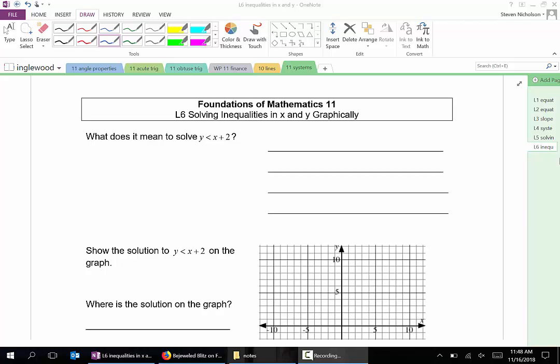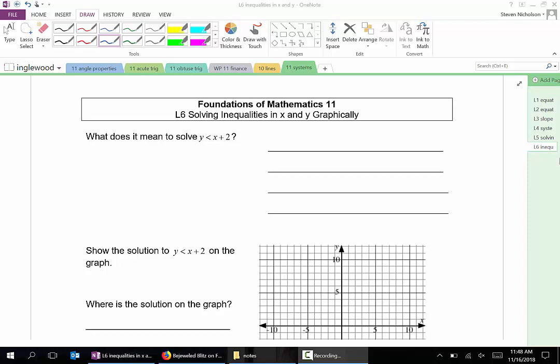Today's lesson, lesson 6 in the series, looks at solving inequalities in X and Y. Last lesson was solving inequalities in just X, and we showed our solution on a number line. When you solve inequalities in X and Y, you have to show your solution on a number plane.